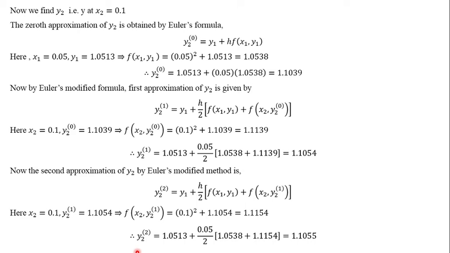So put this value in this formula. You will get the second approximation of y2 is y1, already computed, 1.0513, h is 0.05 divided by 2, f at x1 y1 we have already computed and here we have computed f at x2 first approximation of y2. Simplify this, you will get the second approximation of y2 is 1.1055. So see the successive approximations.